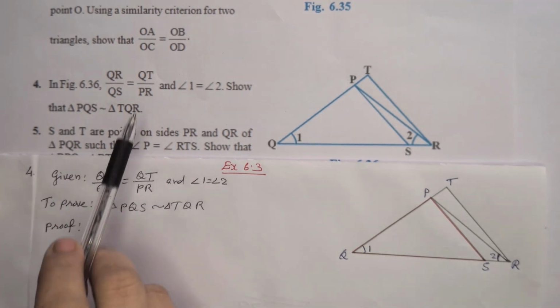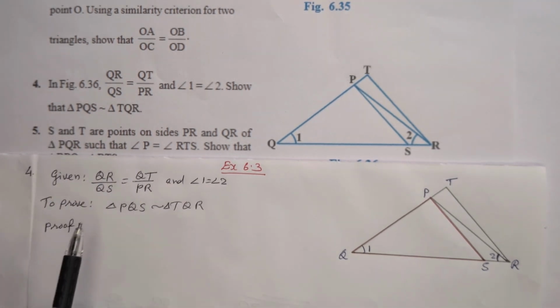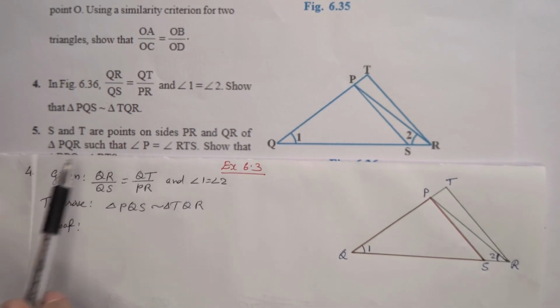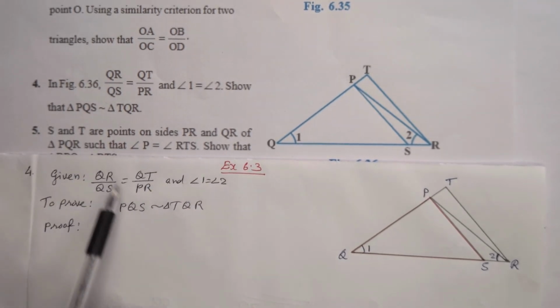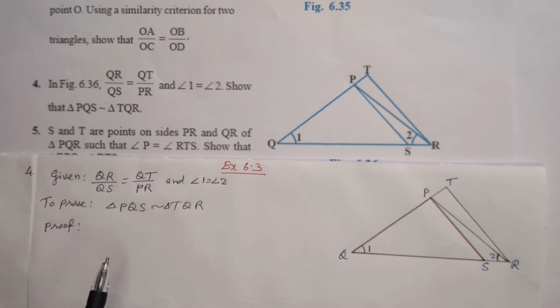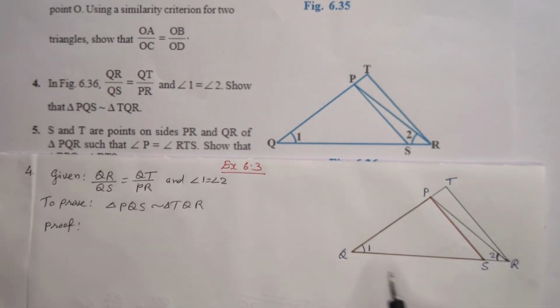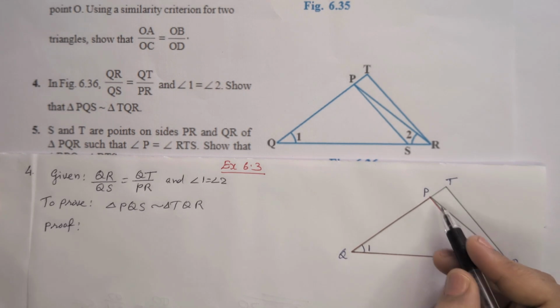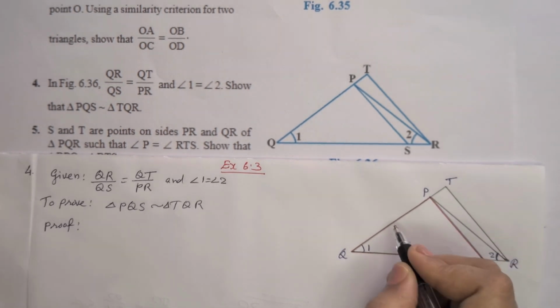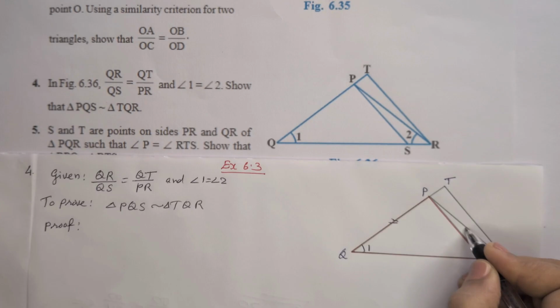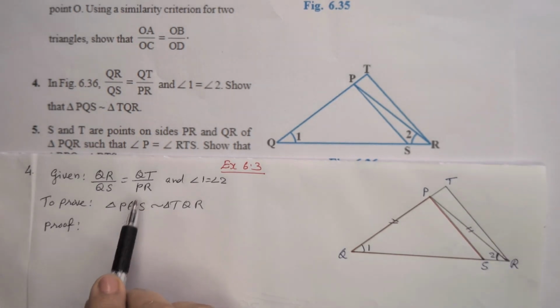Question number 4. Given that QR by QS is equal to QT by PR and angle 1 is equal to angle 2. Then show that triangle PQS is similar to triangle TQR. PQS, this small triangle, is similar to the bigger one, TQR. Here we can see angle Q is common for both the triangles, and angle 1 is equal to angle 2 is given, which means PQ is equal to PR. So the given ratio we can rewrite, then we can prove that.